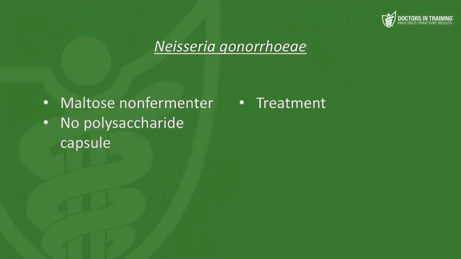Now, as for treatment, we use a combination of ceftriaxone and azithromycin. This combination is intended to try to overcome resistance issues that are becoming an increasing problem with gonorrhea, as well as cover any coexisting Chlamydia trachomatis infections.